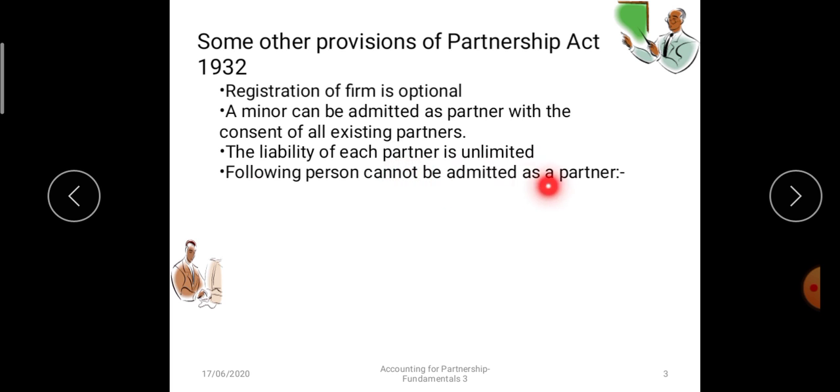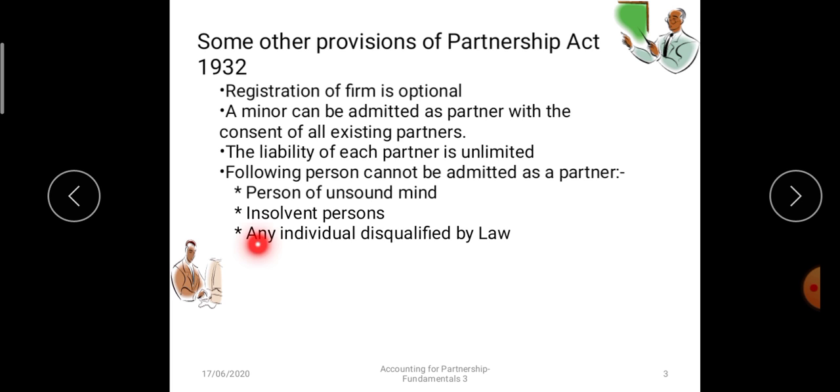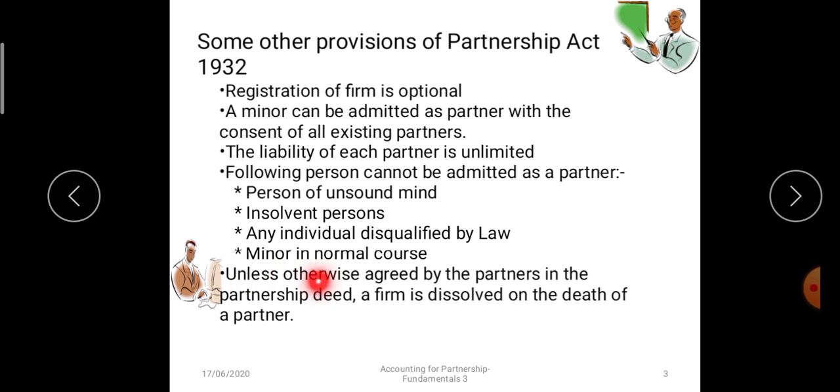The following persons cannot be admitted as partner. A person of unsound mind cannot enter into any kind of contract, so he cannot be admitted as a partner. Insolvent persons cannot become a partner. Any individual disqualified by law can also not become a partner. A minor, in normal course, cannot be admitted as partner, though as we discussed, if all the partners agree for the benefit of the firm, we can admit a minor, unless otherwise agreed by the partners in the partnership deed.